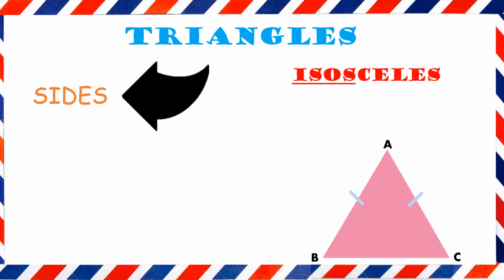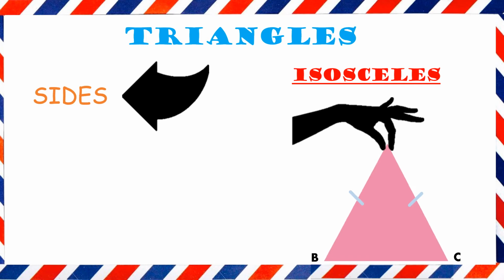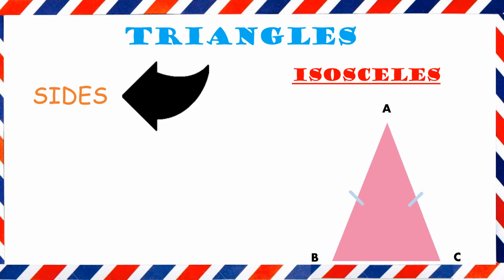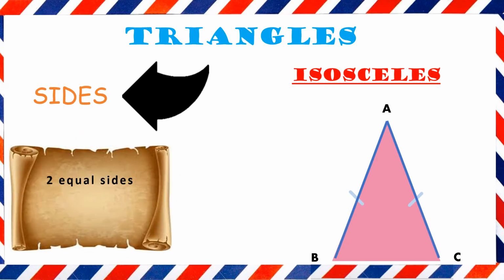Next is isosceles triangle. Isos means equal and skelos means legs. So isosceles means equal legs. So a triangle whose any two sides are equal in length is called an isosceles triangle. In the given figure, triangle ABC is an isosceles triangle where side AB is equal to side AC.